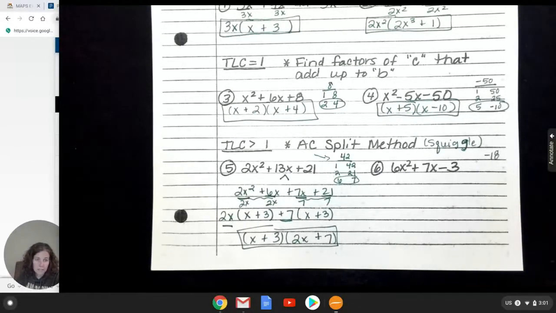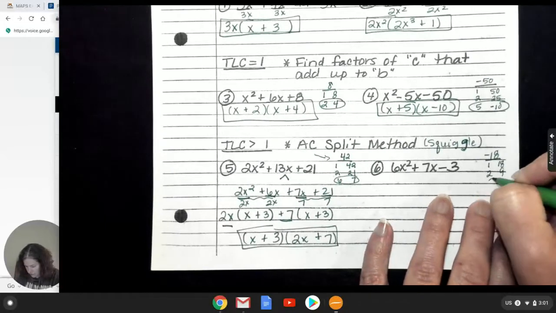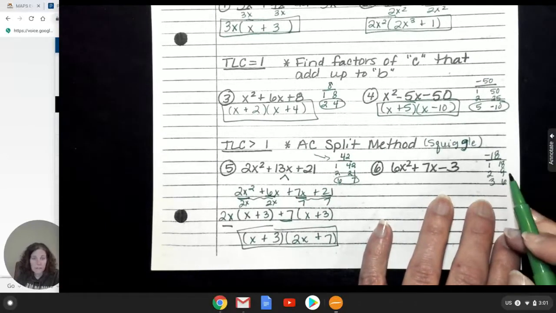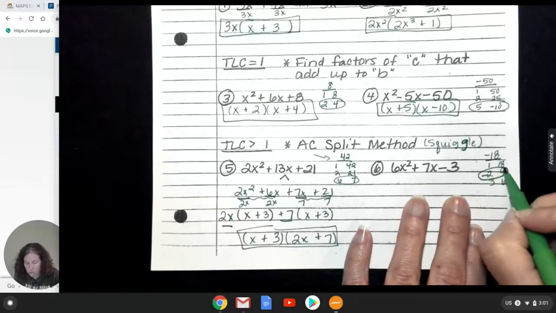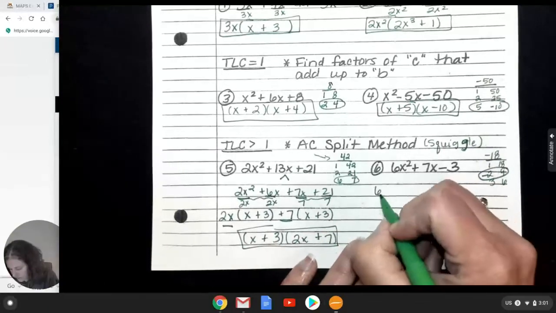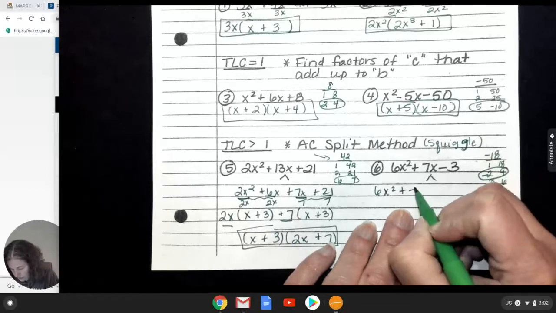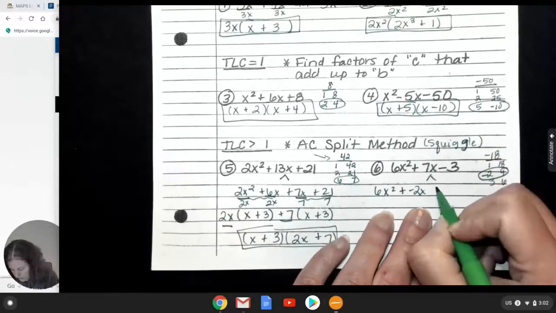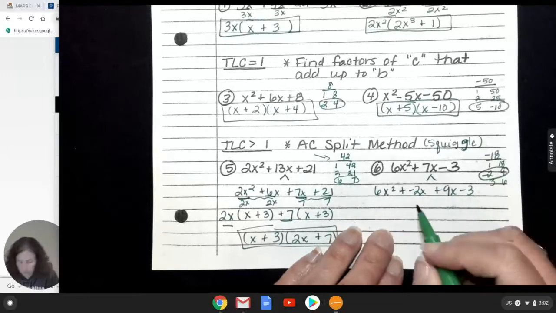My A times C is a negative 18. So I'm going to use one positive and one negative, and they have to add to a positive 7. So I'm going to use negative 2 and a positive 9. Now I'm going to split up B. So I'm going to have 6x squared plus negative 2x plus 9x minus 3. I could have just done a minus 2x there too.